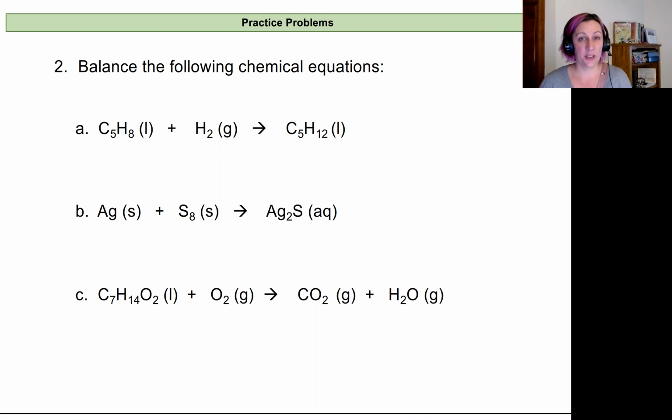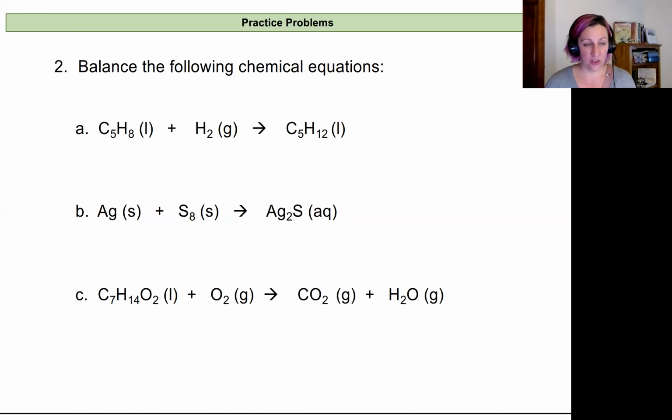Hopefully you've had an opportunity to try this practice problem. I'm now going to walk through the solutions for you. So we're basically just balancing equations for a little bit more practice with this. So our first one has the C5H8 molecule reacting with H2 to form C5H12.